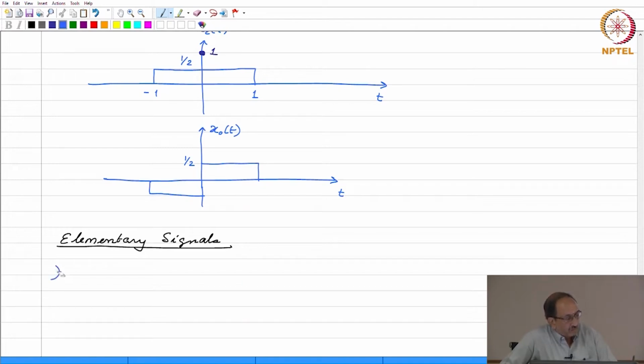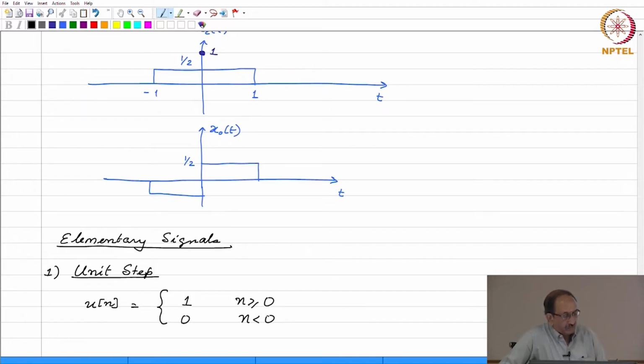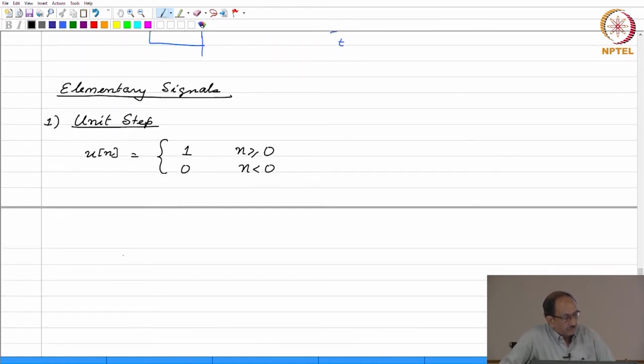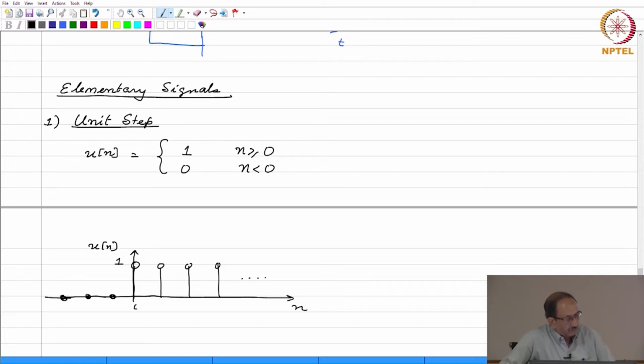So the first thing that we want to look at is the unit step, and analogous to the continuous time case, this is defined as 1 for n greater than or equal to 0 and 0 for n less than 0. And the picture that is associated with this simple function is this: ones for n greater than or equal to 0 and 0 for n less than 0.